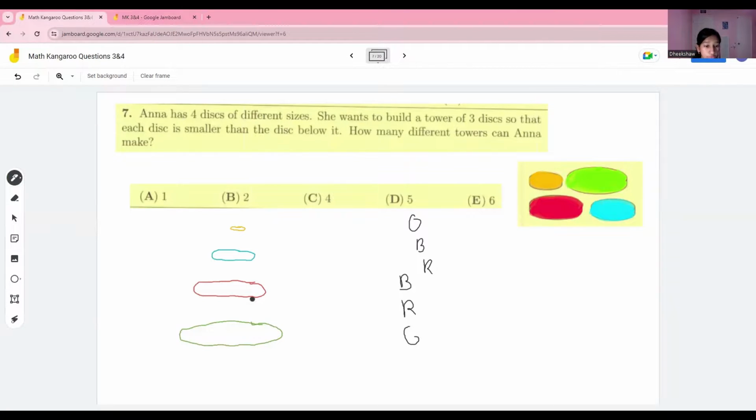Let's say we remove the red disc. Then another combination where each disc is smaller than the disc below it is orange, blue, and green. But let's say we remove the blue disc but keep the red disc. The combination would be orange, red, and green. Those are the amount of combinations that we can make total in such a way that each disc is smaller than the disc below it, which is why the answer to number 7 is 4. It's always good to come back and recheck your answers in these kind of questions, but let's move on.